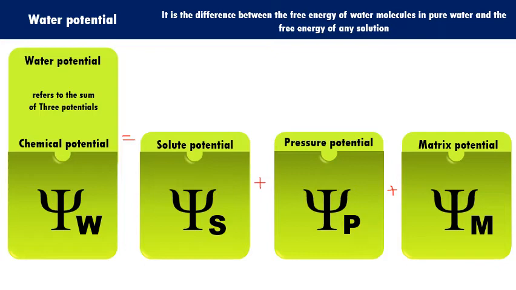So it is the sum total of all the three potentials. Mathematically, you have to express water potential as psi w is equal to psi s plus psi p plus psi m, where psi w refers to water potential, psi s refers to solute potential, psi p refers to pressure potential, and psi m refers to matrix potential. What does it mean for us? What are these different terminologies? We will study them one by one.